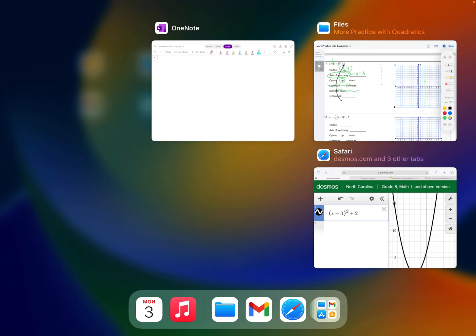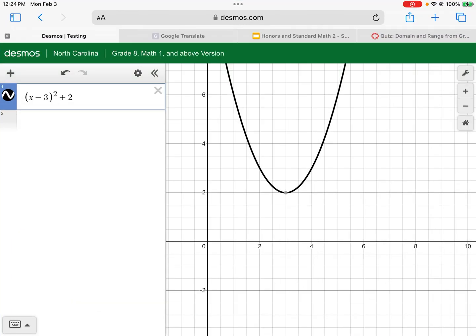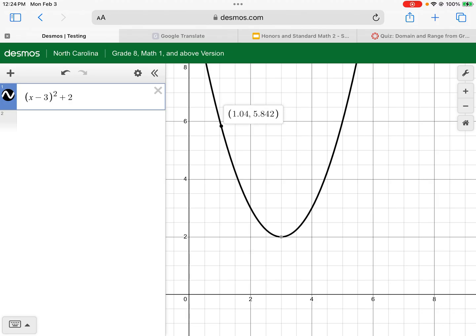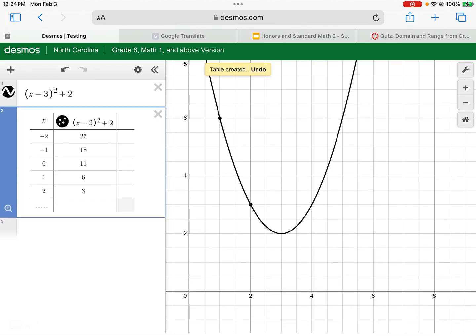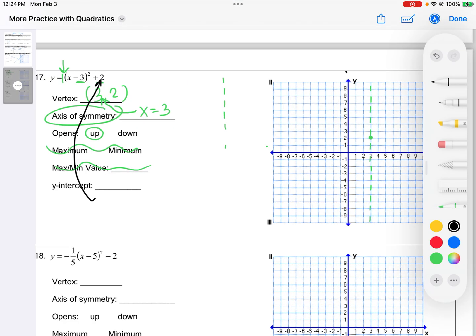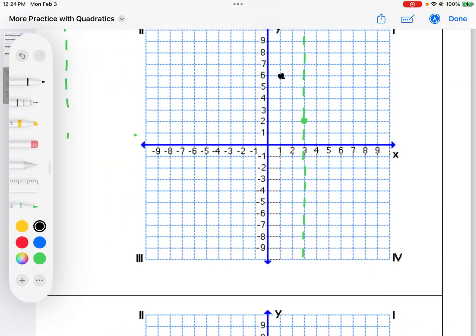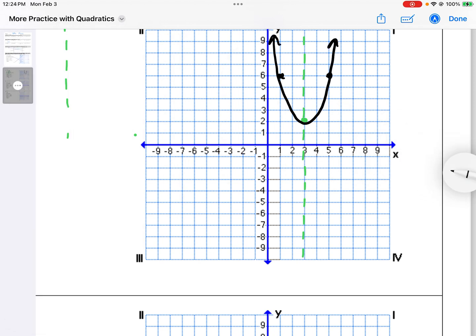Let me double check and make sure I typed that in correctly. So 11 would be right up here where it touches the y-axis. Then I could just look at my graph and get any other points that might help me. Let me change this to a table. I see a point at 0, 11, which we already have, then 1, 6, and 2, 3. So if I go to 1, 6, I have another point. The cool thing about the axis of symmetry is it divides the graph straight in half. So if I have a point 2 to the left of that line, I have a point 2 to the right.